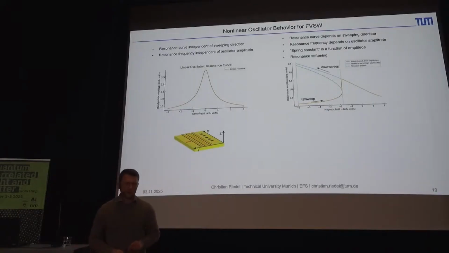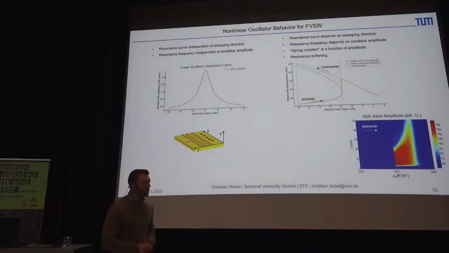So if you now check the measurements I have shown you before, for the upsweep, where we sweep the external magnetic field up, there's a sudden jump in amplitude, which we can also see here, and then the amplitude reduces again. If you check the color scale here and follow this line at the bottom, you can see something very similar there.